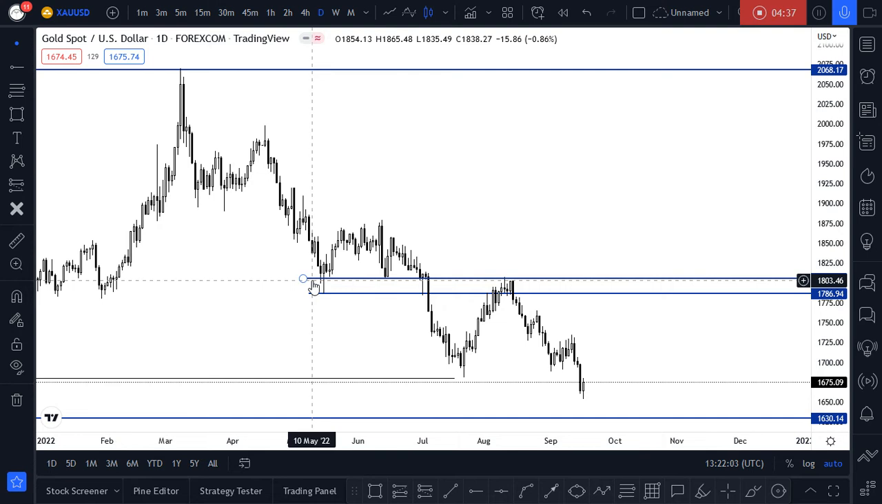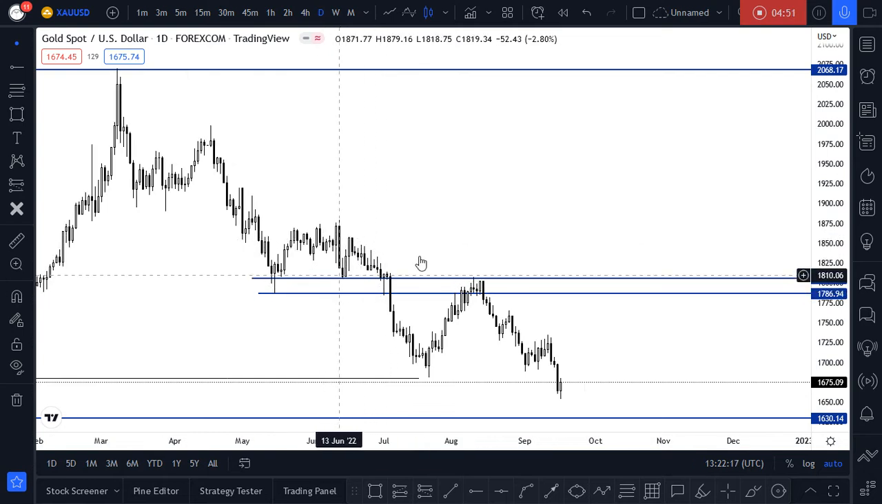But you are using wicks that price rejected nicely from. You can see price rejected nicely from this wick around here. It gave us a very good push. You can see from this point again, price gave us a very good push from this wick. You can see it properly.